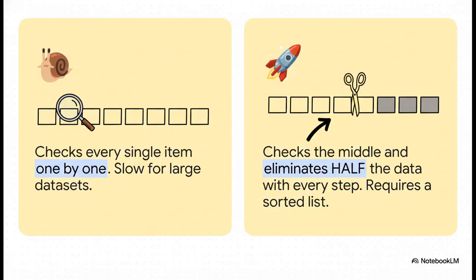Let's make this super clear with an example. Imagine you have a huge, sorted phone book and you're looking for Smith. A linear search would be like starting at A and reading every single name until you hit Smith. So slow. A recursive binary search, on the other hand, is way smarter. It opens the book right to the middle. It sees Miller. It knows Smith comes after Miller, so in one move, it just tore out and threw away the entire first half of the phone book. It cuts the problem in half with every single step.